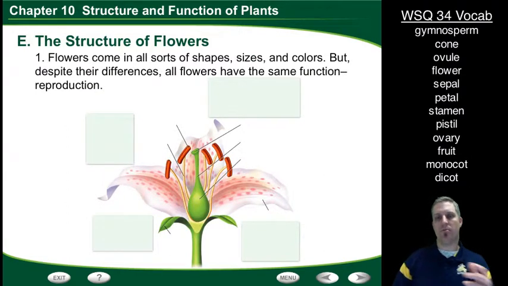Now, angiosperms are important, as we said, because they produce flowers. Flowers come in all sorts of shapes and sizes and colors and smells, and all the differences really mean nothing. They all have the same function.